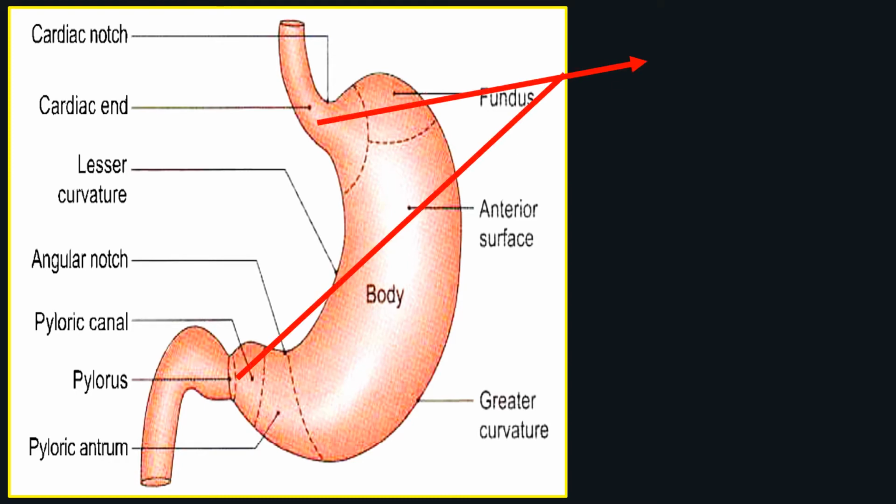Starting with the orifices or opening. The stomach has two openings. One is called cardiac opening and is joined by the lower end of esophagus, and the other one is called the pyloric orifice and it opens into the duodenum. This is duodenum and this is the pyloric opening.